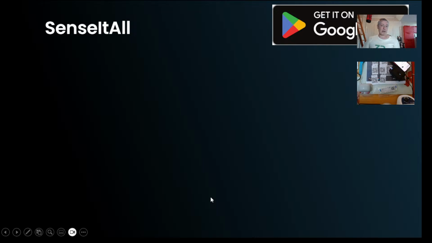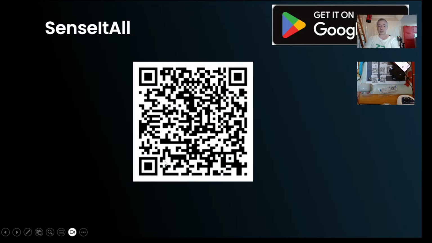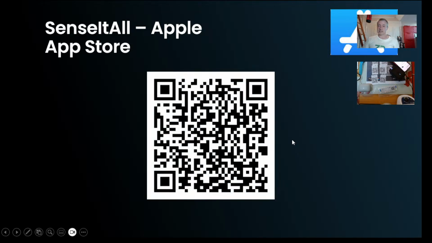This is a bit of an experiment for you. Please scan this QR code. If you've got an Android phone, please scan this QR code. I appreciate you might have to watch the recording afterwards to catch up on this. If you've got an Apple phone, please scan this QR code. What this will do now is install an app on your phone called Sense It All.